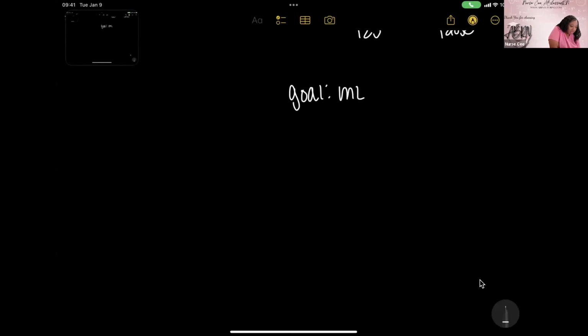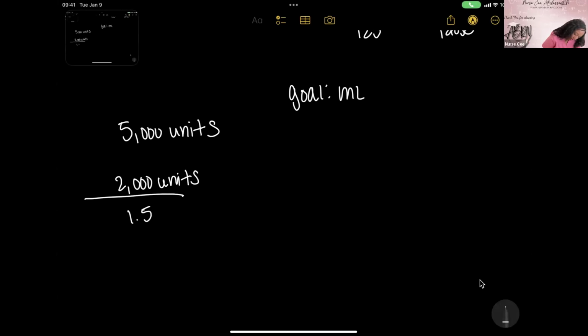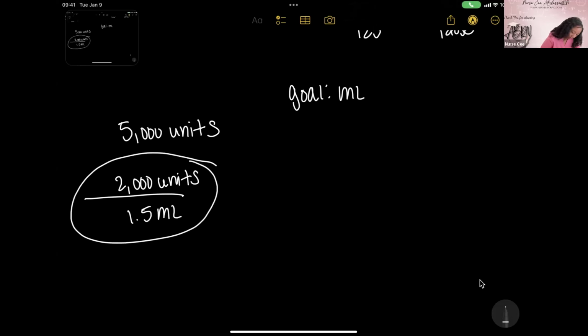All right, so exactly, we are looking to find milliliters. So that's what we're looking for, right? So what is our order? Our order was 5,000 units. Okay. And then we had available 2,000 units per 1.5 milliliters. So if we're looking for milliliters, guess what we're going to start with? Milliliters. So I'm going to put it on the top. 1.5 ml over 2,000 units.